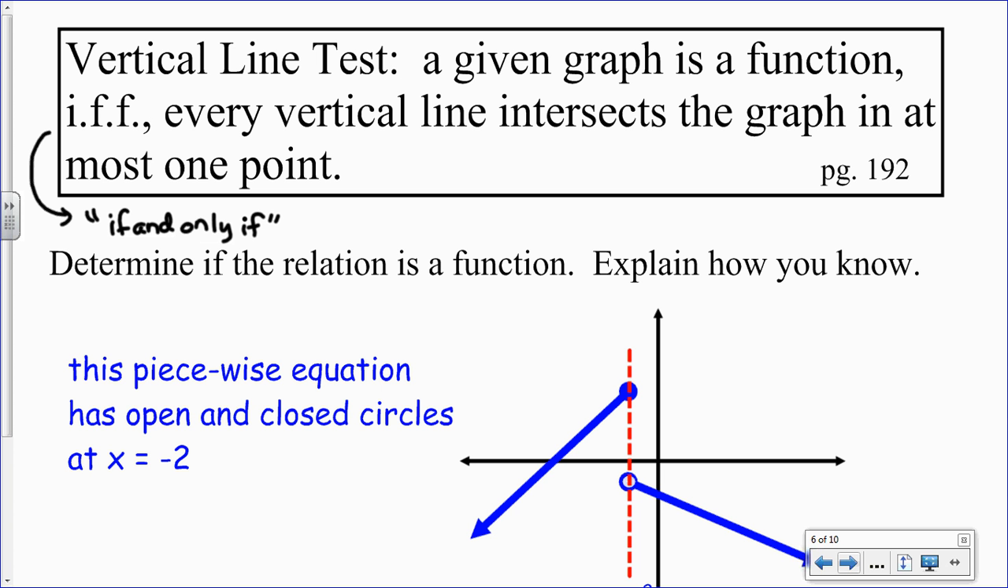The if and only if, that means that the statement and its converse are true. So you could also say if every vertical line intersects the graph at most one point, then it is a function. So you could say it in reverse. That's kind of what if and only if means.